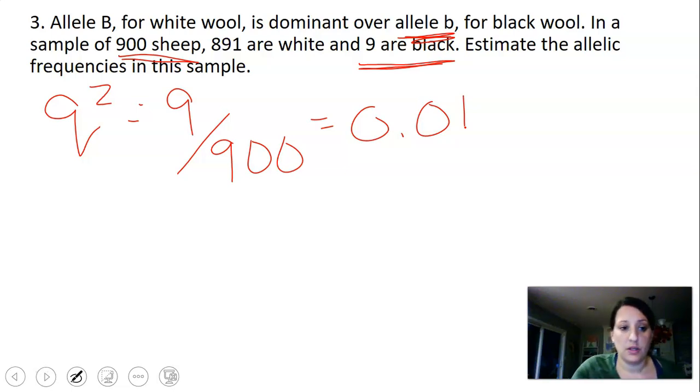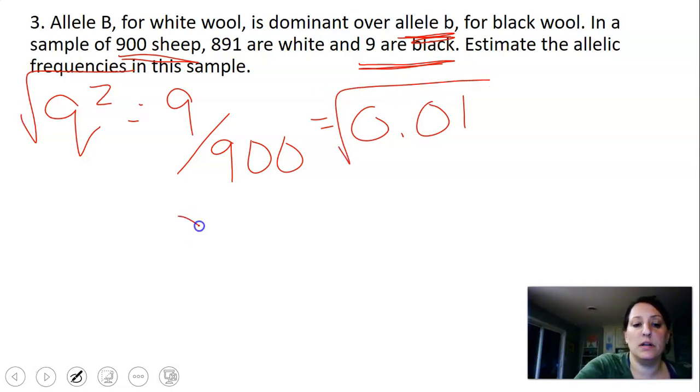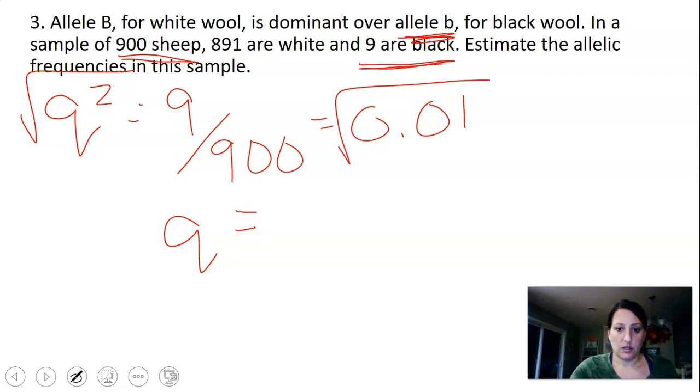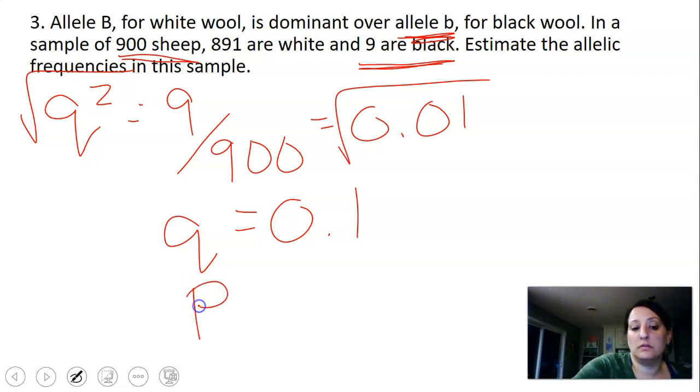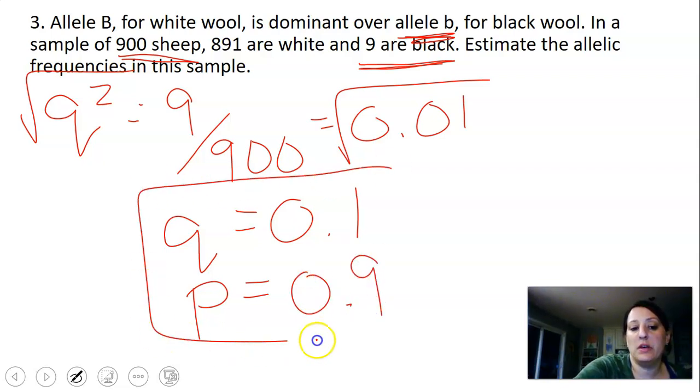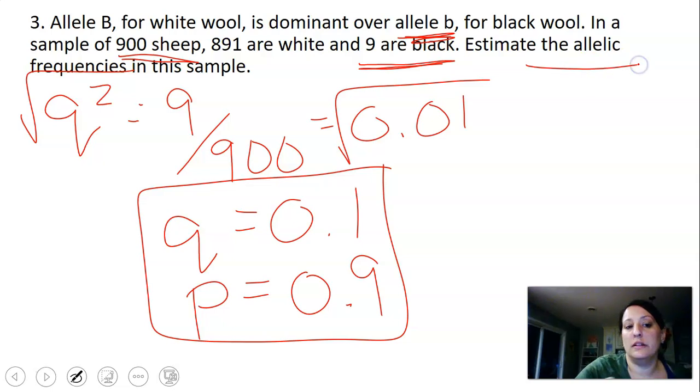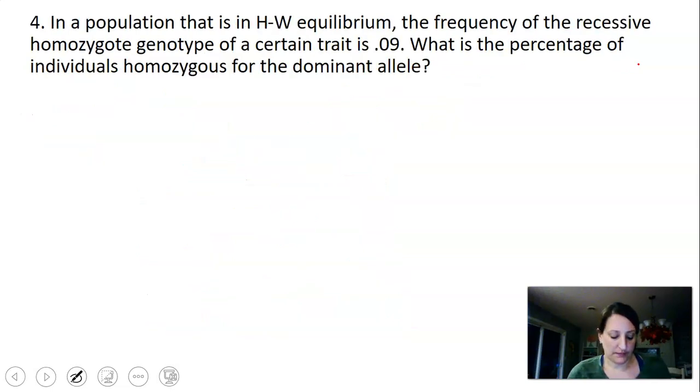Well, I want Q. So I'm going to take the square root of Q squared as well as the square root of 0.01. So that's going to be Q equals 0.1. Okay? And if Q equals 0.1, then what does P equal? 1 minus 0.1, which is 0.9. So there's my P and Q values. Those are the allelic frequencies in this sample. Okay, that one was pretty easy. Let's go on to number 4.